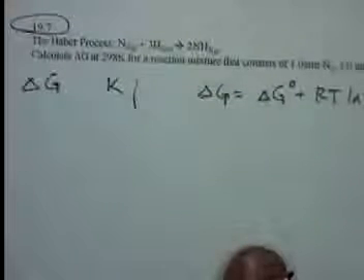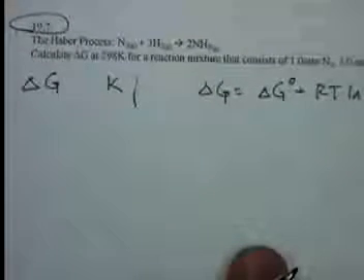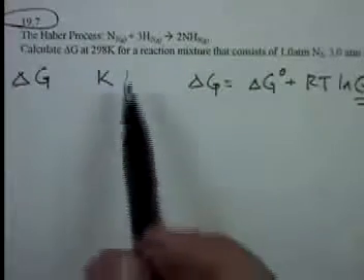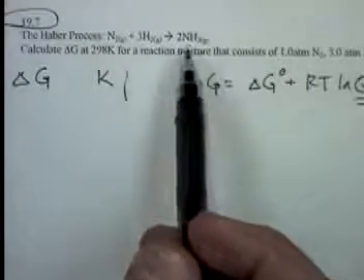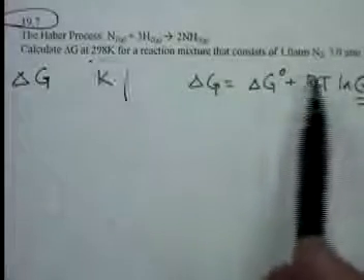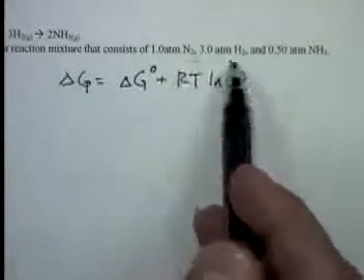We're starting on page 16 of your sample problems, and we're going to finish this section of 19.7 on this page and the one following. The first question says, using the production of ammonia equation, calculate delta G at 298, which is standard temperature, for a reaction that consists of 1 atmosphere of nitrogen, 3 of hydrogen, and 0.5 for ammonia.